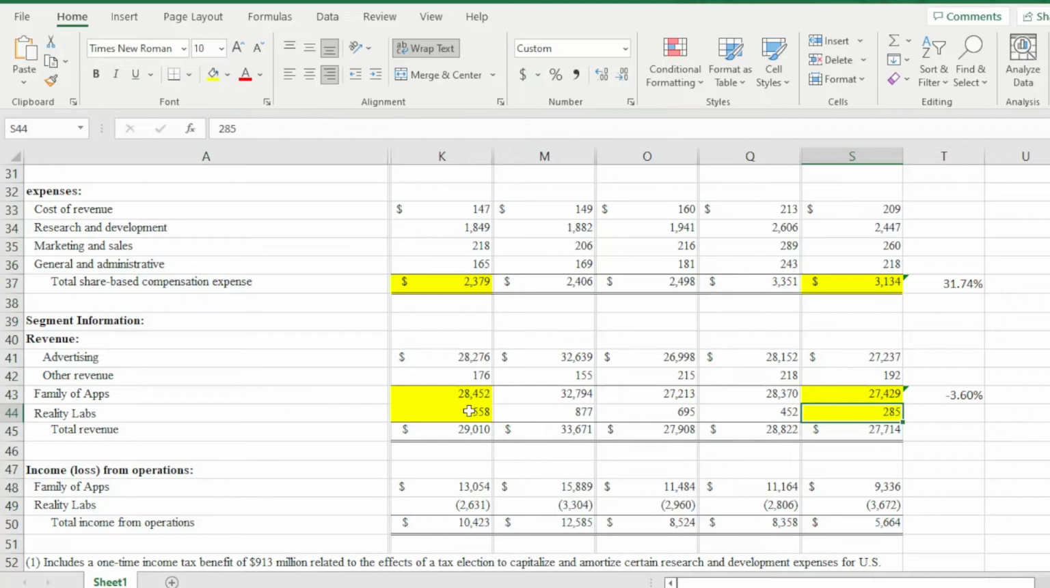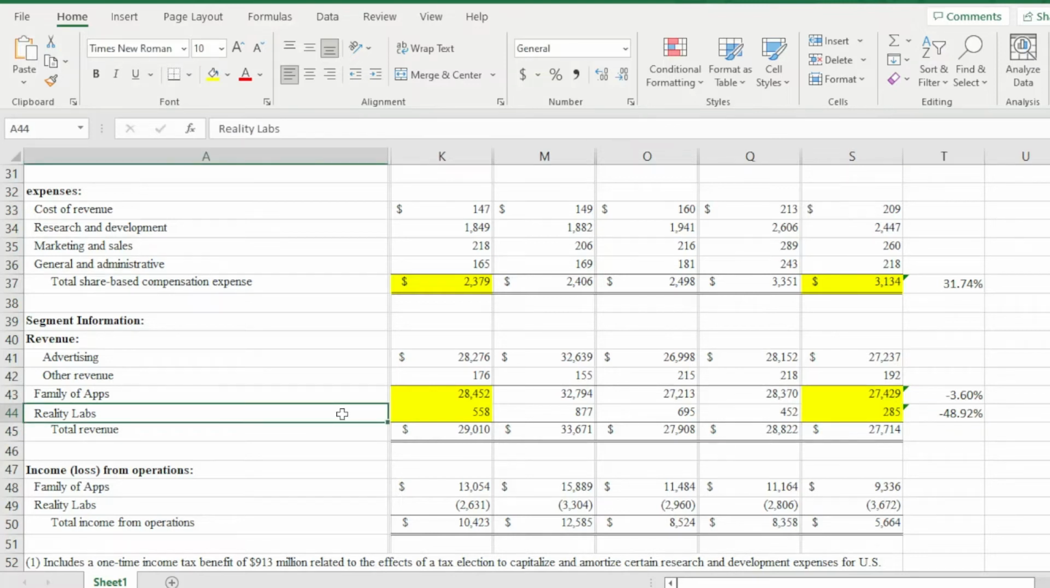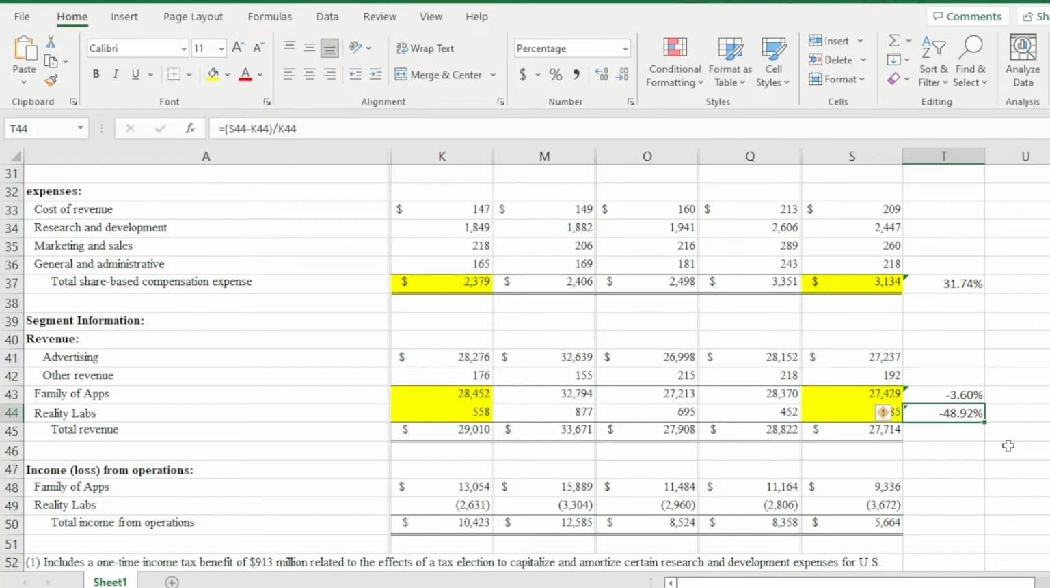And as you guys can see, the trend is pretty weak. We had this one nice number right here. And then, obviously we have 285 million. So if we're comparing this to this, it's gone down pretty significantly. So we're going to do equals, and then we're going to subtract that by the base, divided by the base. Now, you guys, this is not what investors want to see. I mean, they're spending so much money in Reality Labs, and we're getting a revenue decline of almost 50%. Yeah, I mean, investors don't like that.